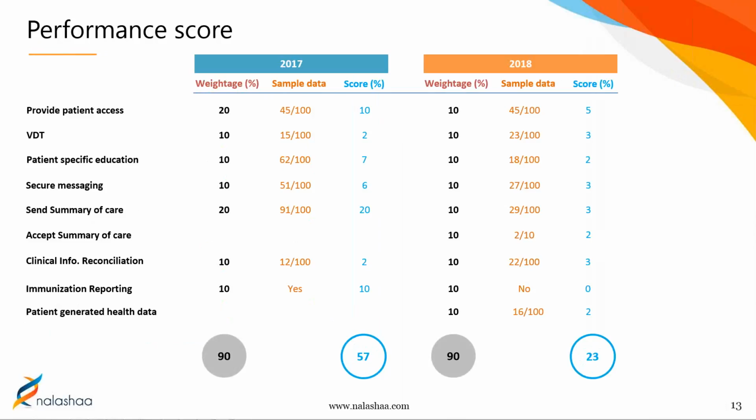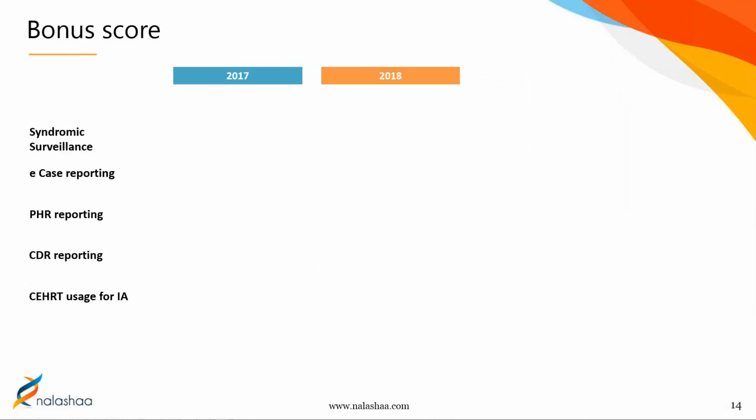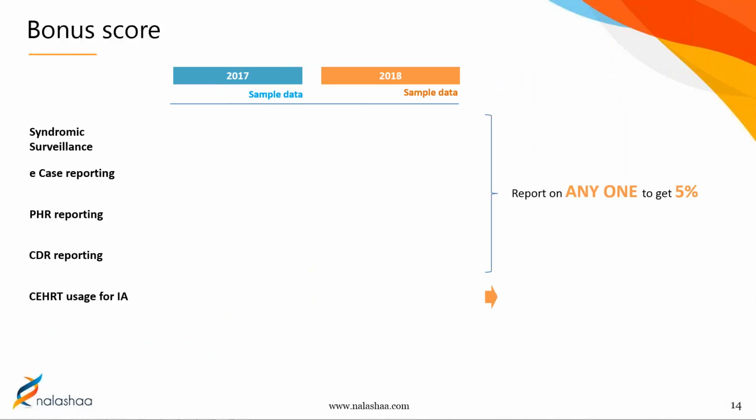Let us go ahead and see what's in the bonus score. As we mentioned, it includes the public health and the clinical data registry related measures. Report any one out of these 4 and you get a flat 5% bonus point. And report improvement activities using a certified EHR and get 10%. So that would mean a total of 15%.